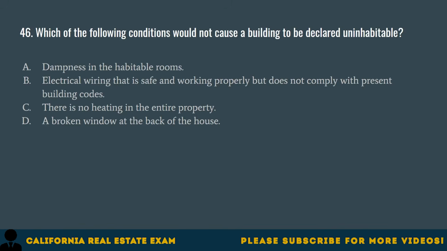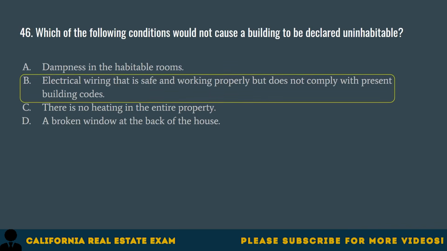Question 46. Which of the following conditions would not cause a building to be declared uninhabitable? A. Dampness in the habitable rooms. B. Electrical wiring that is safe and working properly but does not comply with present building codes. C. There is no heating in the entire property. D. A broken window at the back of the house. The correct answer is B.